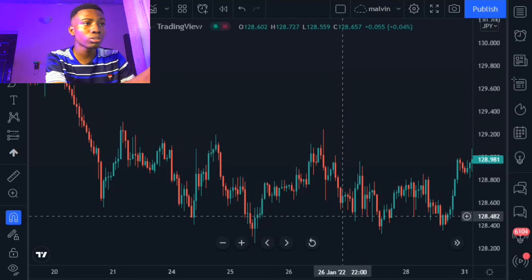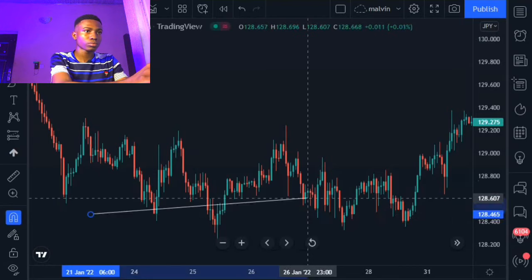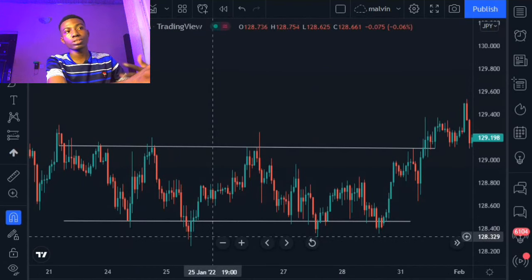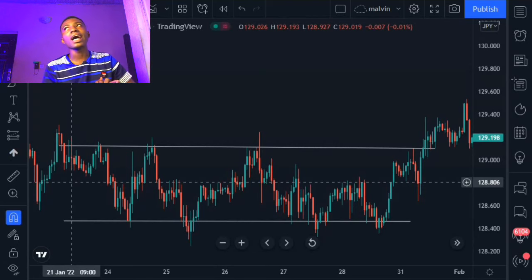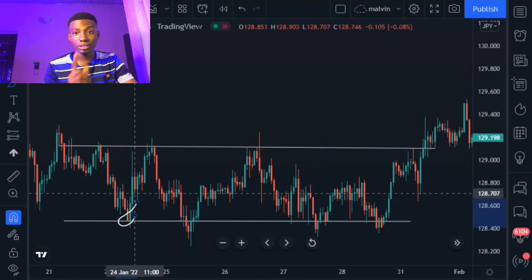So let me draw the points of support and resistance. So right here, I've drawn in the support and the resistance in the market. Now, how do we confirm that this is a valid consolidation or a valid support or resistance in the market? Well, when a support or resistance is valid, we'll see more constant rejections at that area. So let's look at this area, for example. We can see rejections here. This is trying to tell you that this is a confirmed support.